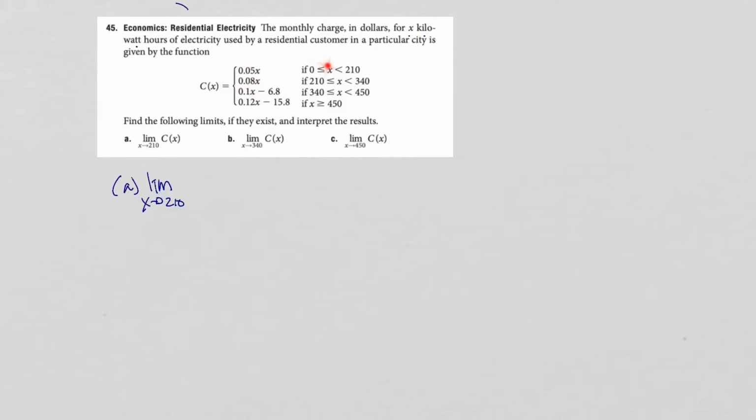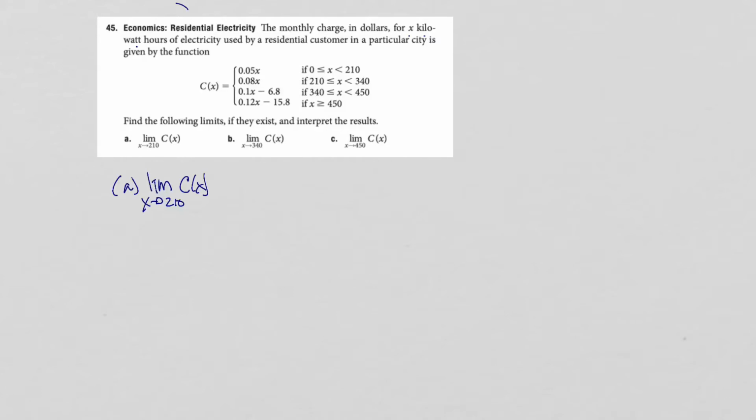So if they use how many hours? Somewhere between 0 and 210 hours, their cost is going to be like 5 cents times the number of hours. If they use between and including 210 to 340 hours, their cost would increase to 8 cents times the number of hours. And then if they use 340 to 450 hours, their cost would be 10 cents times the number of hours minus 6.8, and then same thing for 450, substituted in here.